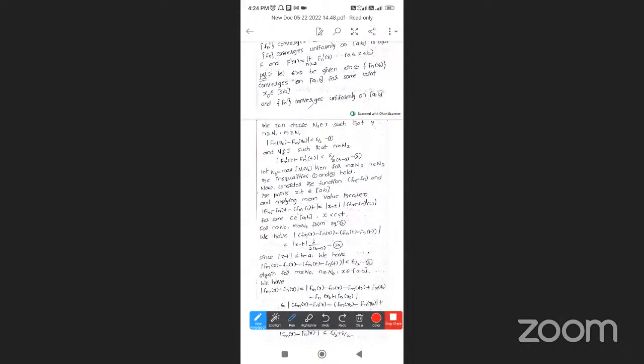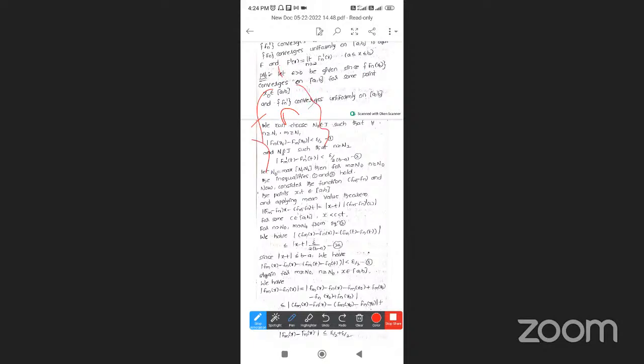Now, epsilon greater than 0 is given. Since the sequence fn of x naught converges in the closed interval a comma b, for some point x naught belonging to the closed interval a comma b, and f dash n converges uniformly in the closed interval a comma b.